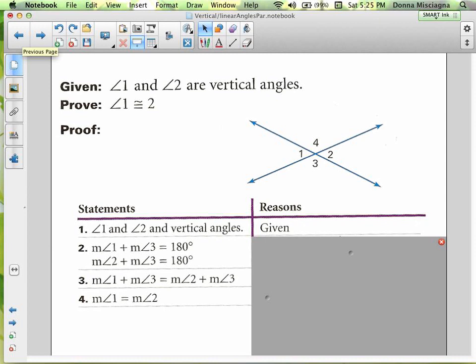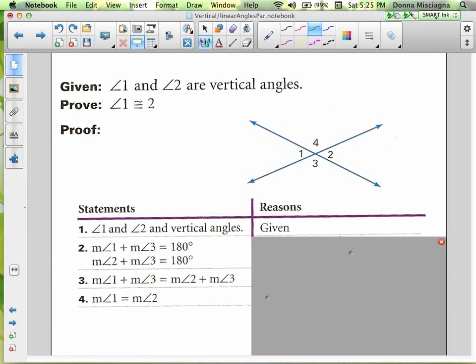It says it right up there, given. Angle 1 and angle 2 are vertical angles. The measure of angle 1 plus the measure of angle 3 equals 180 degrees. The measure of angle 2 plus the measure of angle 3 equals 180 degrees. All right, let's take a look where those angles are located.